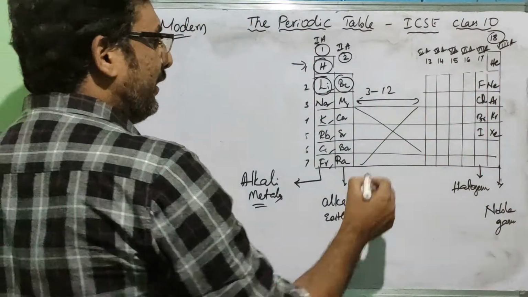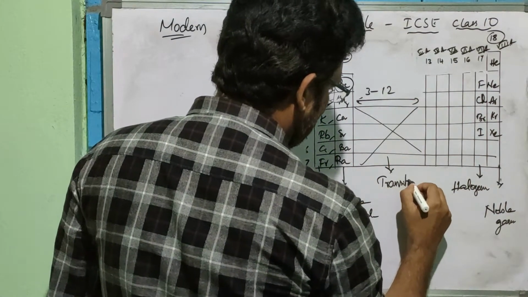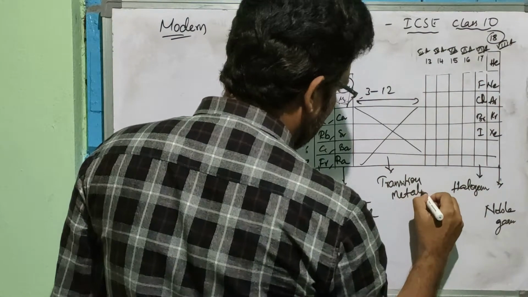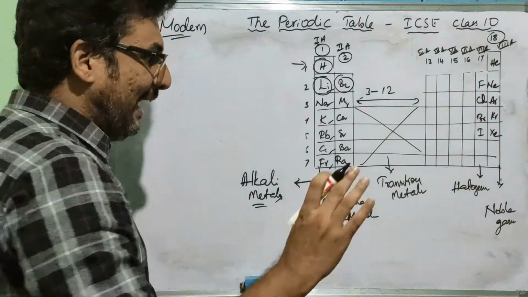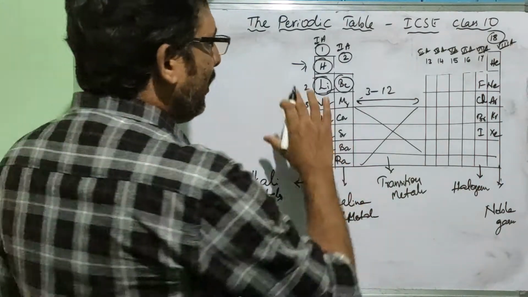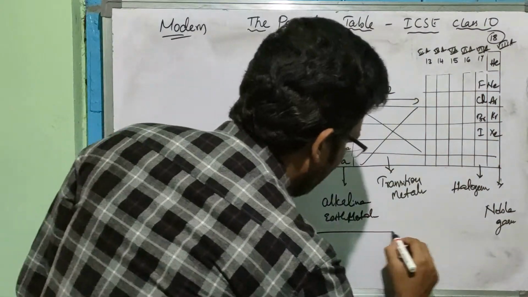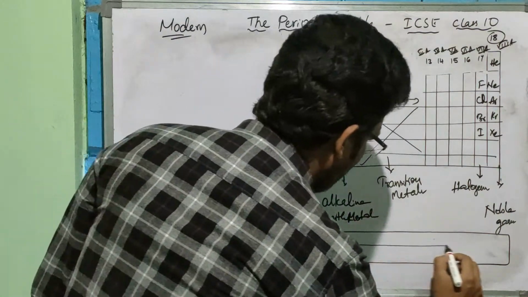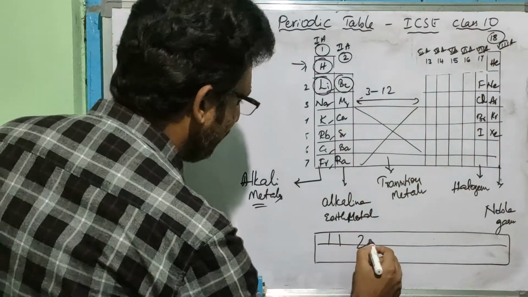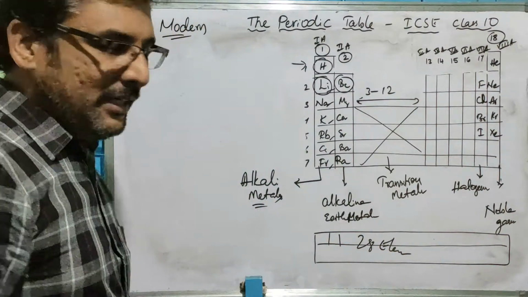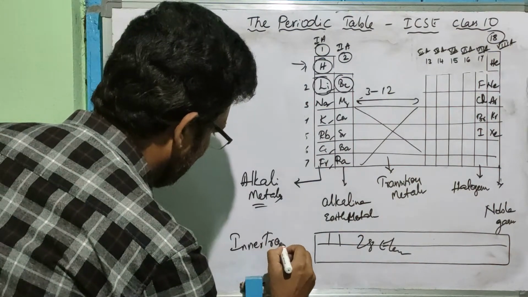Okay, and the elements which are placed here are called transition metals. Of course, we are not going to learn in detail about these transition metals. And if you see the periodic table, it looks like this. Below the periodic table, again you will have 2 rows. In each row you will have 14 elements, so altogether 28 elements will be there, and these 28 elements are called inner transition elements.